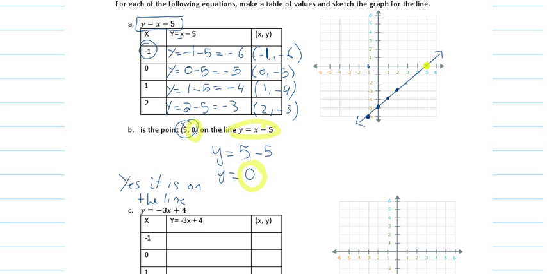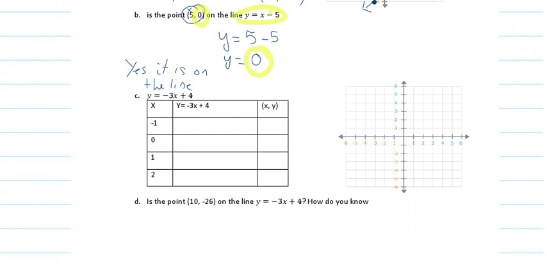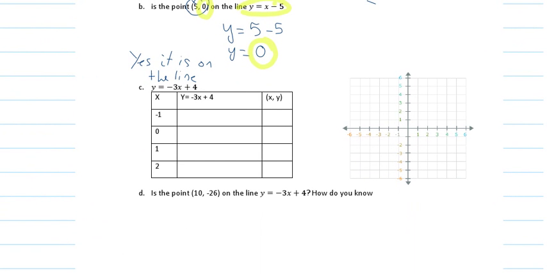Okay, so let's try the next one together. What values of x did they give you? So they gave you -1, 0, 1, and 2. So you're going to plug them in for x. So y equals -3x + 4. Instead of x, I'm going to replace it with -1, so -3 times -1 plus 4. Can someone read this for me? So y equals to what? -3 multiplied by -1, so that'll be +3 plus 4.